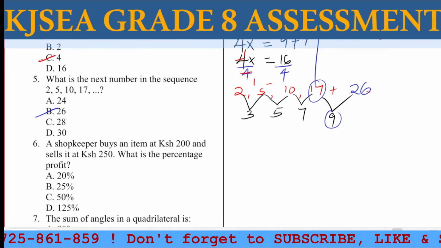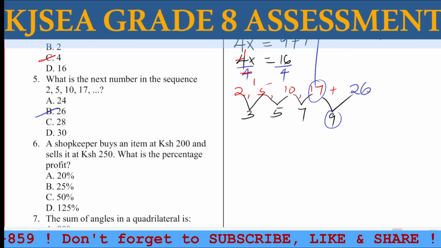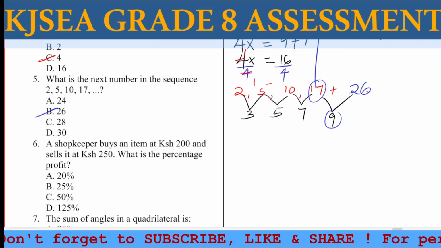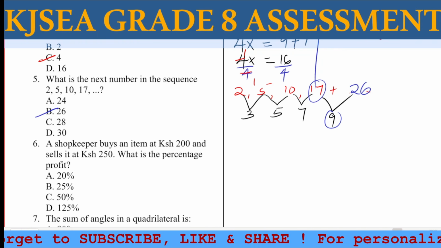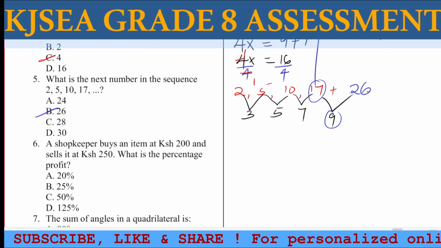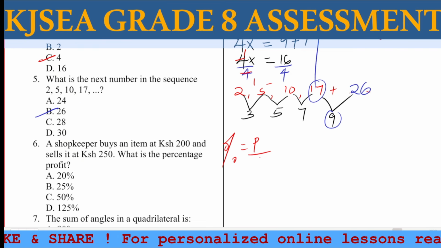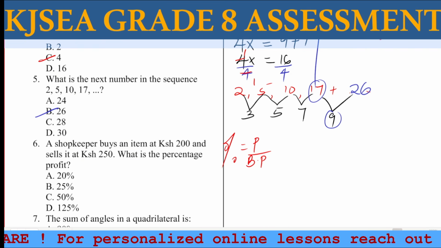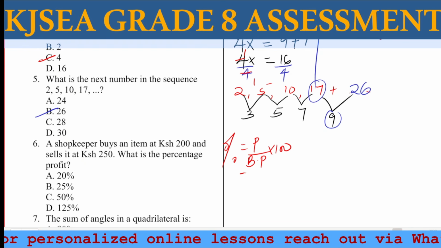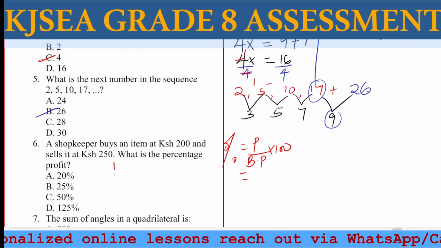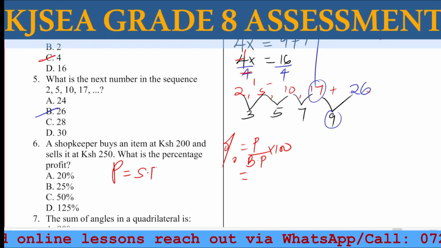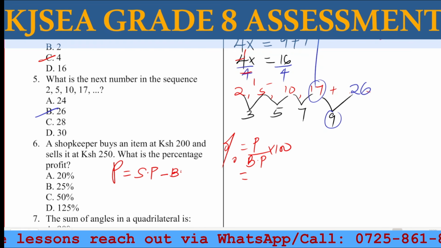Question 6. A shopkeeper buys an item at 200 shillings and sells it at 250. What is the percentage profit? So how do you find percentage profit? It is given by profit divided by the cost price, the buying price, multiplied by 100. So how do you get profit? Profit is given by the selling price minus the buying price.